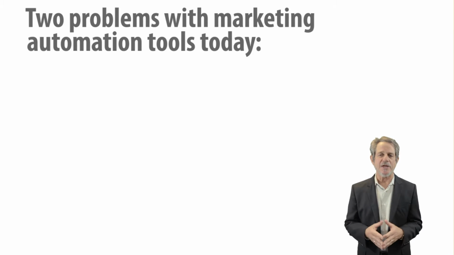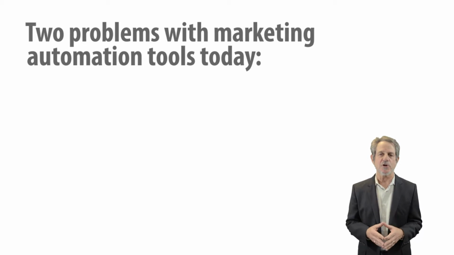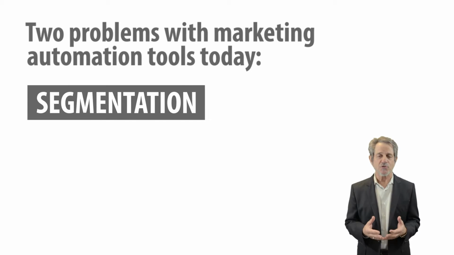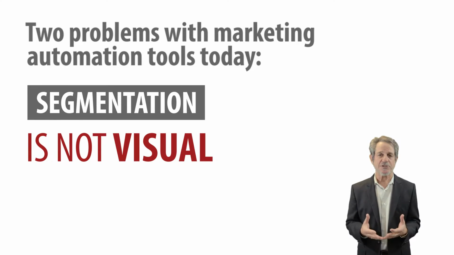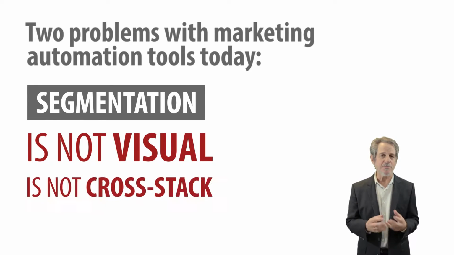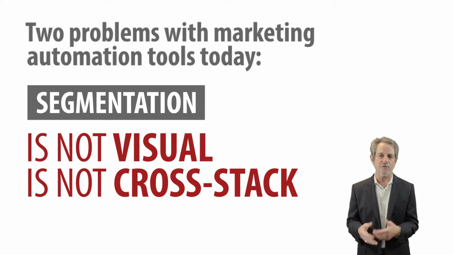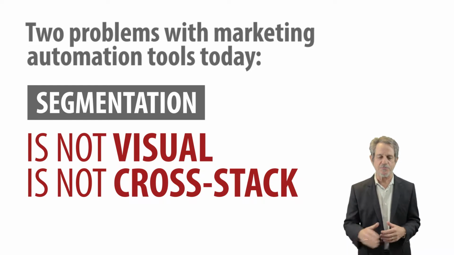So there are two problems that we have today when we look at segmentation in the marketing automation world. First of all, segmentation in most tools today is not visual. It's very text-based. Secondly, you can't move the information from one system to another very easily. Let me talk about both of these problems and show you exactly what I mean.